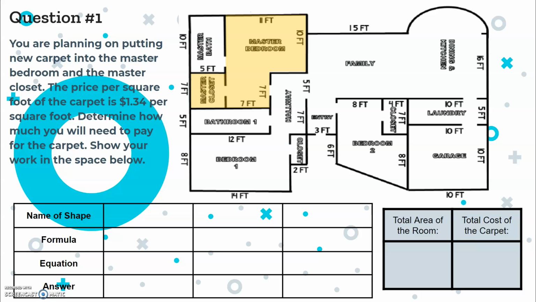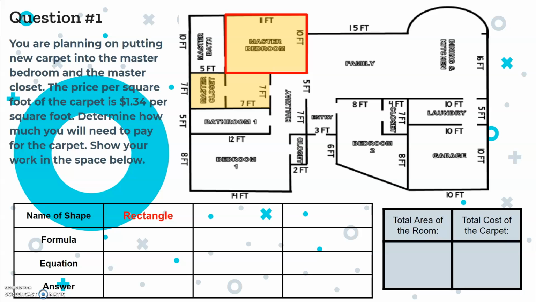So in this table below, we're going to name the shape, the formula, equation, and answer, just like we've been doing with the simple shapes. I have highlighted for you the composite area of the master bedroom and the master closet. Now we have to look at this composite figure and visualize those simple geometric shapes. The first one would be right here. That would be our rectangle.